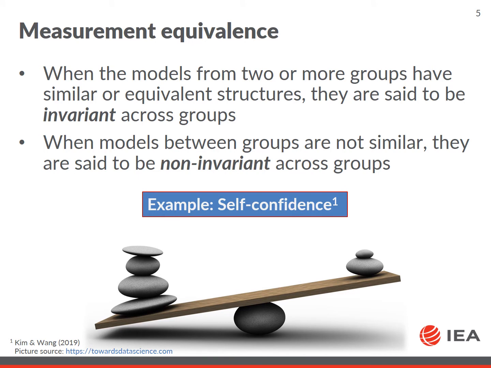One possible explanation of why we might observe non-invariance comes from the following example by Kim and Wang. When students in a group where modesty is considered a virtue respond to items about math self-confidence, they may avoid responses at the high end of the scale, whereas students in a group where self-confidence is promoted may provide more easily responses at the high end of the scale.